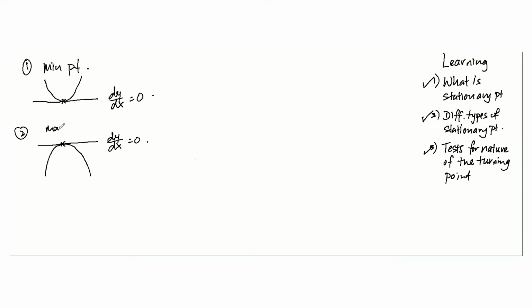Maximum points. And actually a third one which we haven't really discussed is the point of inflection. Let me just draw this properly. This is where I have this point of inflection here, where I get a horizontal line as well.